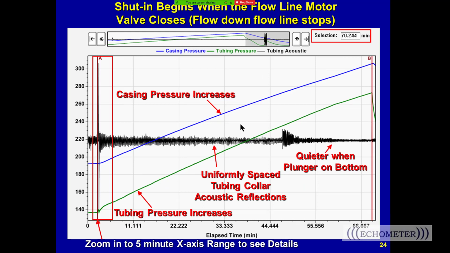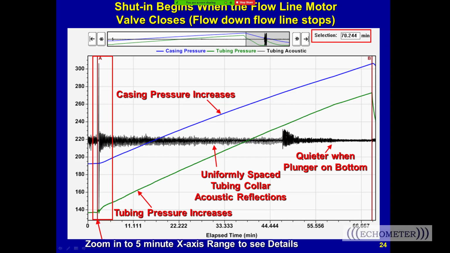This just shows the shut-in time period, and what we see here is that when you shut the well in, the casing pressure is building, the tubing pressure is building. We typically see these uniformly spaced collar echoes that we can count. When it hits the liquid, the signal changes.